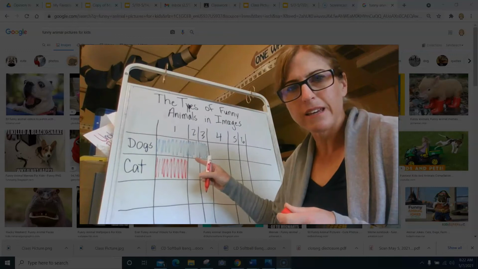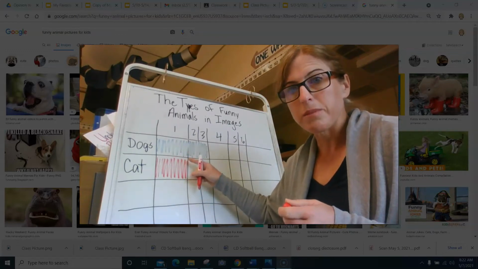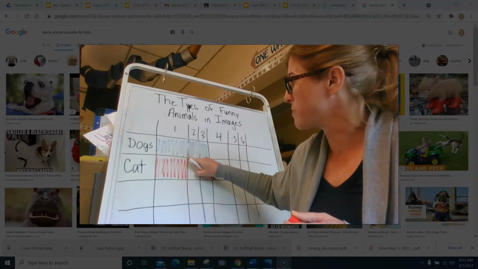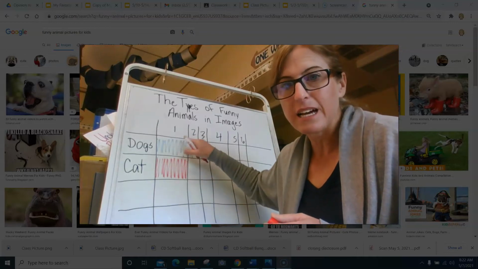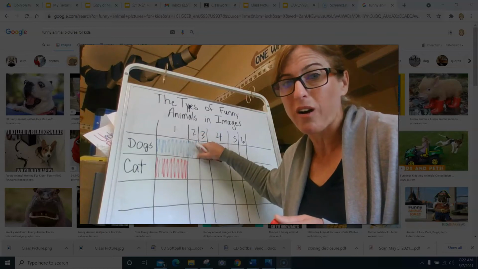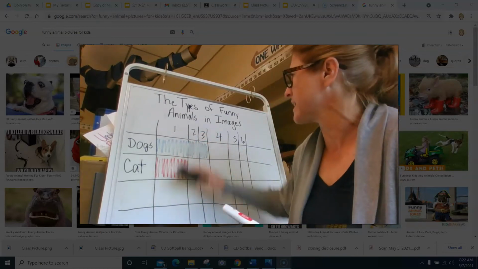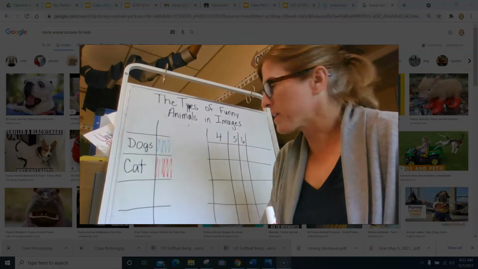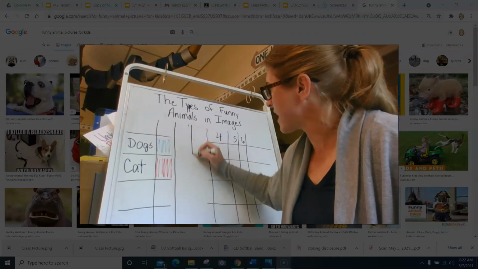It looks like there's a lot of cats because this space is so big that it looks like there was half as many cats as there were dogs. But we know that that's not true because there's three dogs and just one cat. So if I were to do this correctly, I would have my spaces be the same size.